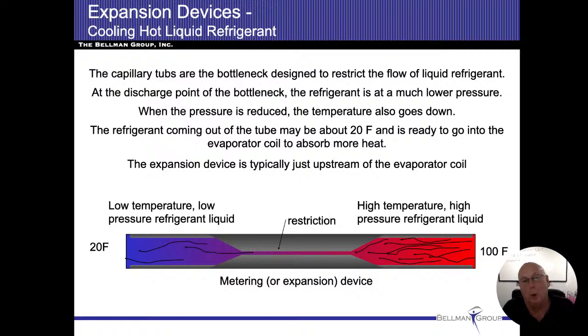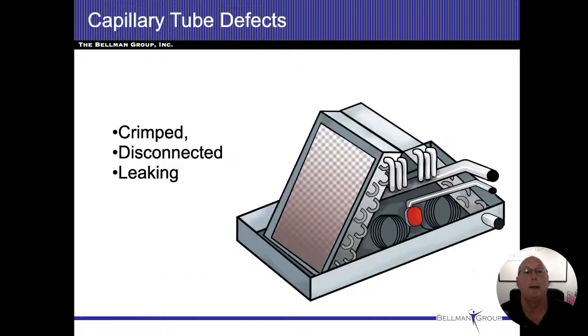So what we're doing is we're holding that pressure back. And as we hold that pressure back, we're going to have that 100 degree temperature. And then as we let a little bit of the refrigerant out, so we lower the pressure of it, that significantly drops the temperature as well. And as we drop that temperature, that's what we're going to be sending into the air conditioning unit. So now we have a 20 degree liquid, and we're going to bring that liquid to the inside.